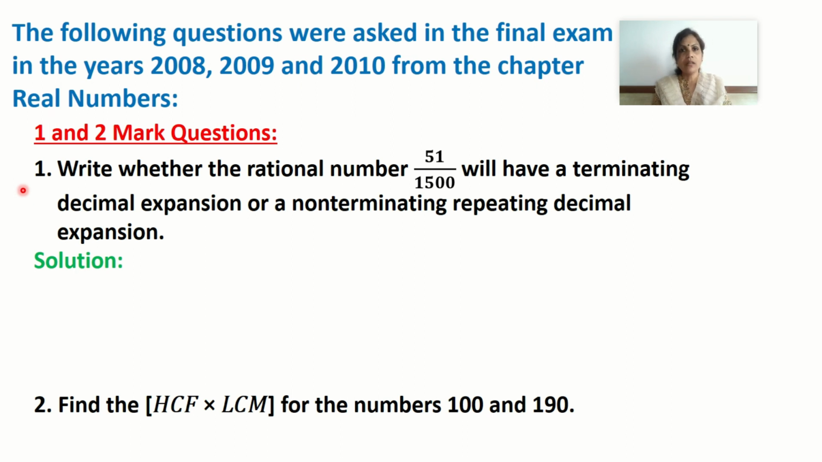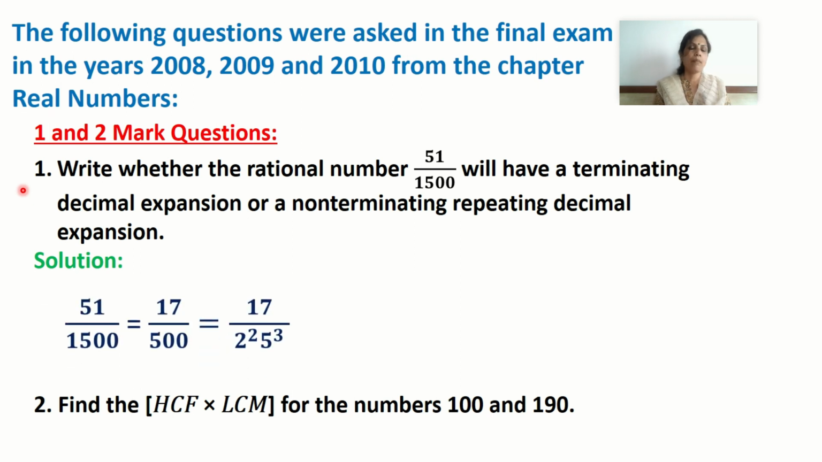Just check whether the denominator is in the form 2 raised to n, 5 raised to m, and if it is, then it will have a terminating decimal expansion. So 51 upon 1500, let us first reduce it, and after reducing you get 17 upon 500. 500 I can write in the form 2 raised to 3, 5 raised to 3. Since the denominator is in the form 2 raised to n, 5 raised to m, the given rational number will have a terminating decimal expansion.